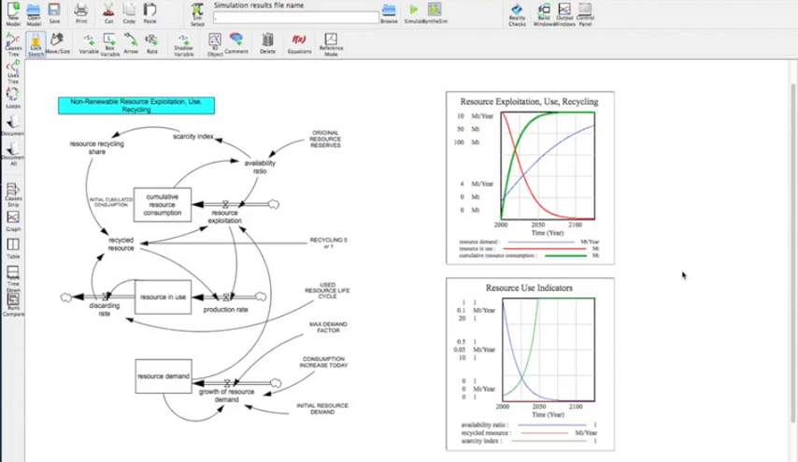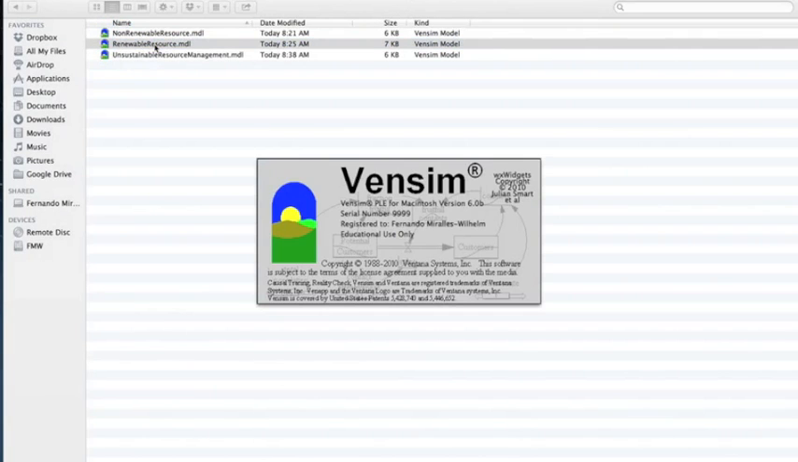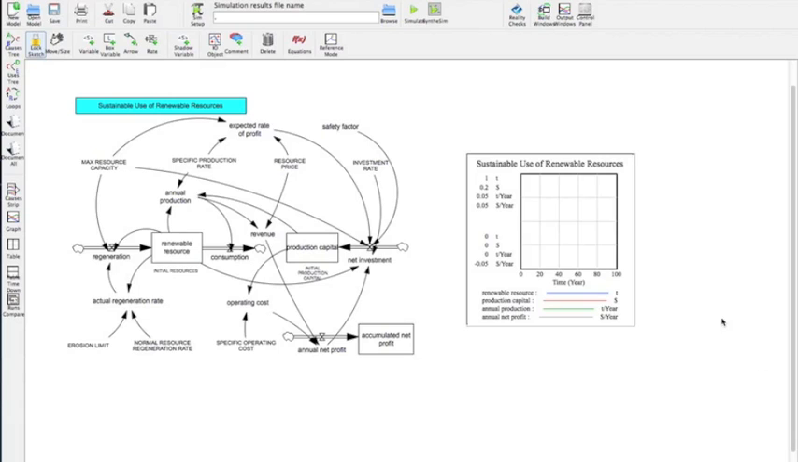All right, so I'm going to switch off this. Thank you. We are back here in the Lecture 12 folder, and I want to look now at the renewable resource model. And let me expand this a little bit, and let me walk you around this one.